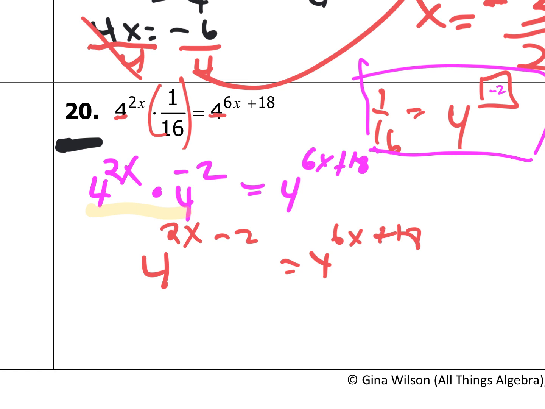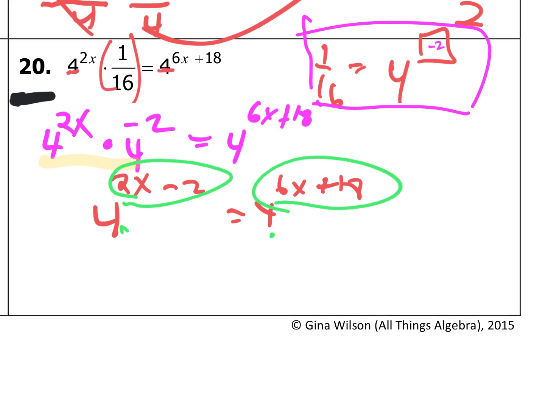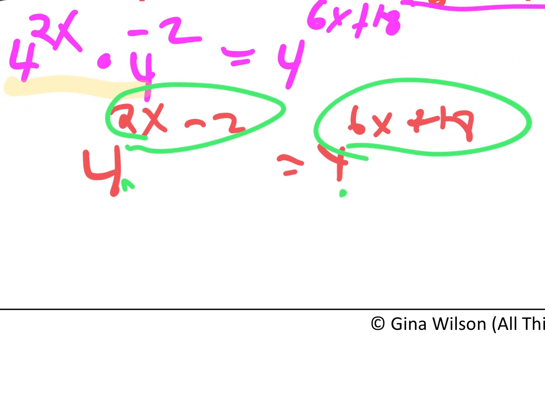What's true now? Can I get rid of the base 4s? Yes, because once I have the same base on each side, all of these is equal to all of these, right? That means 2x minus 2 has to be equal to 6x plus 18.